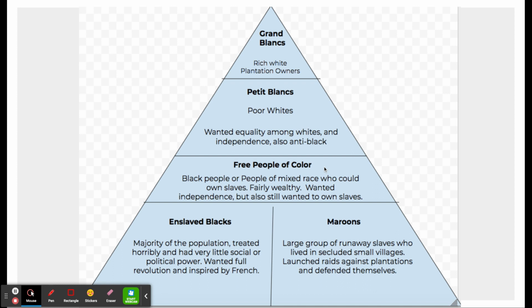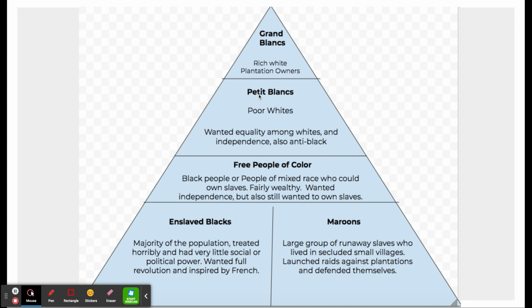Then we had free people of color. These are Black people or people of mixed race who could own enslaved people. They were pretty wealthy and they wanted independence because they wanted to assert themselves in being a higher rank than the enslaved people. They also wanted to own enslaved people, which again is messed up on about 1,000 levels, but that was their position in society, especially because they knew that the closer they got to the top of the pyramid, the more money, power, and opportunities they would have.